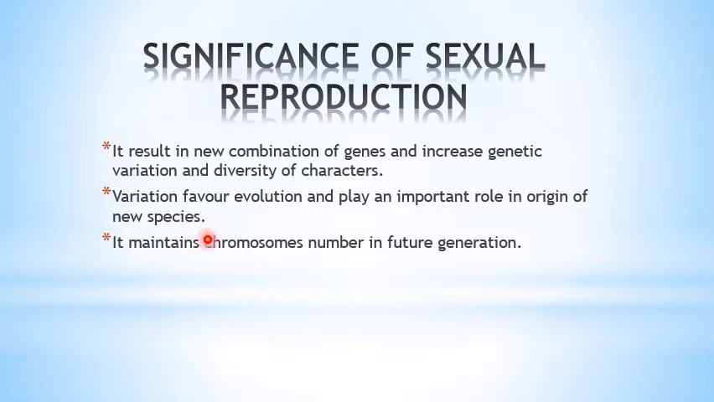It maintains the chromosome number in the future. As I already discussed, the male and the female gametes have half the number of chromosomes as the male and the female parent. Then the gametes fuse to form the same number of chromosomes in the zygote, and that's why the number of chromosomes will be maintained in the future.